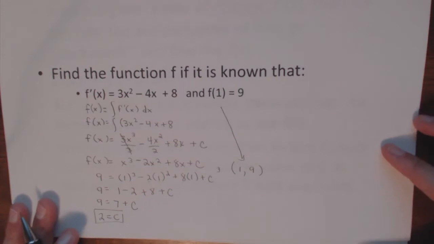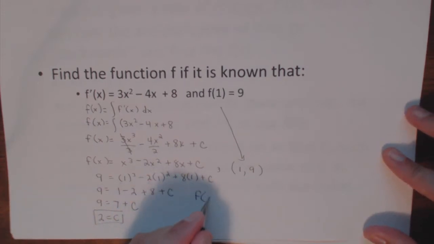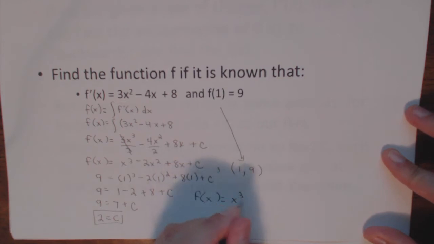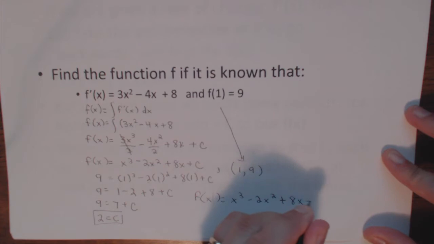So now we found the value of c, and so our function is f of x equals x cubed minus 2x squared plus 8x plus 2.